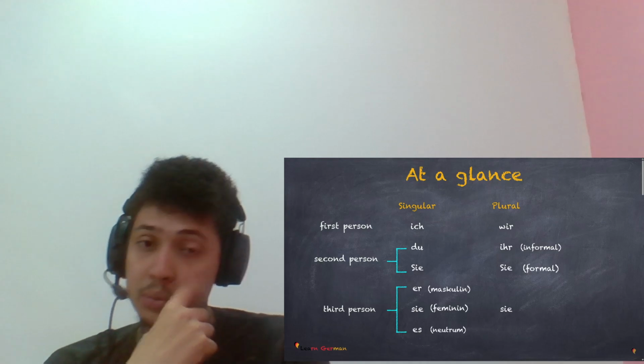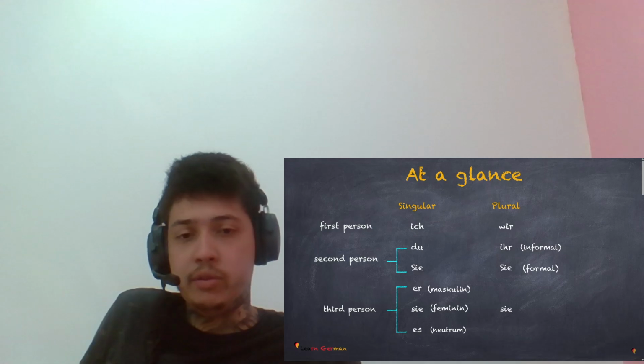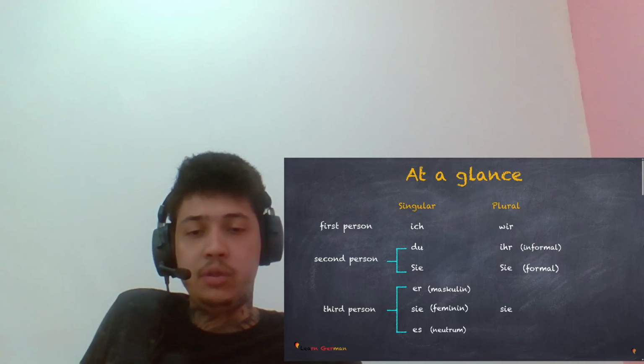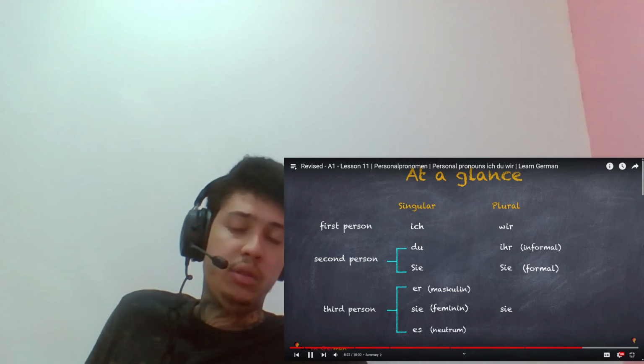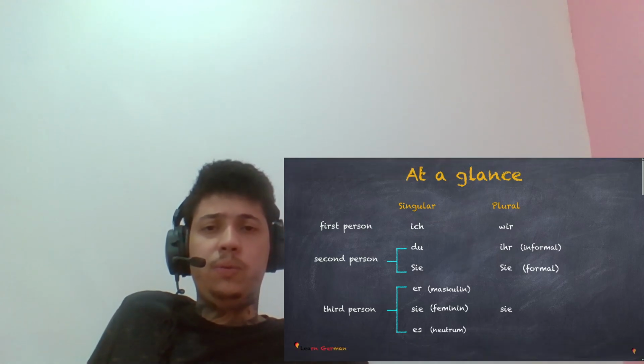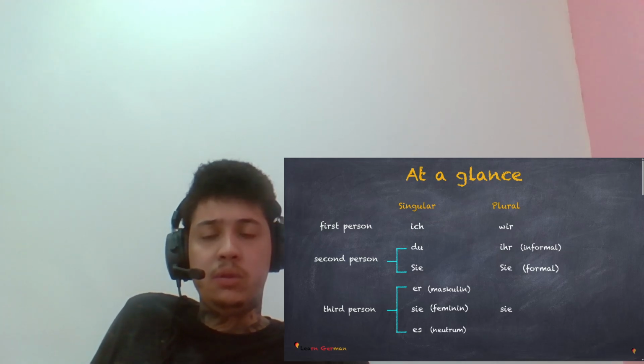In the third person singular, you use er for masculine, sie for feminine, and es for neutral. The pronoun in plural for all three of them is sie. For example, if you're talking about Martin or der Lehrer, then you use er. When talking about die Freundin or Martina, then use sie.